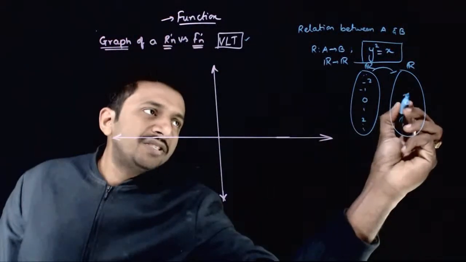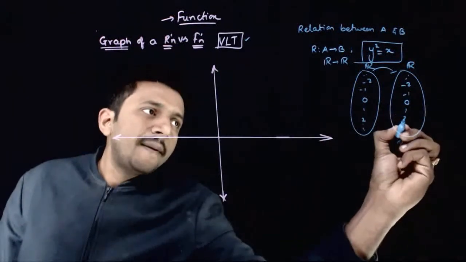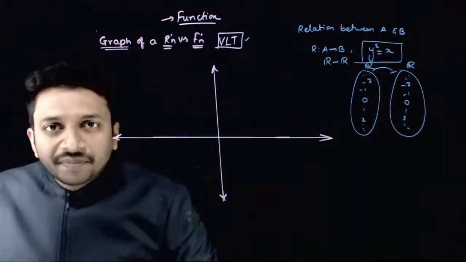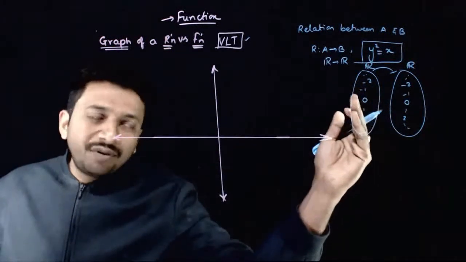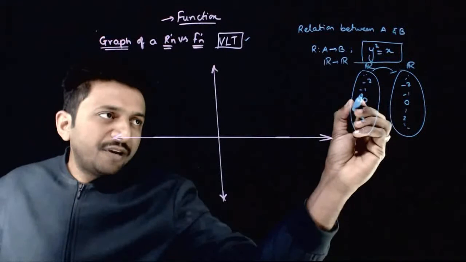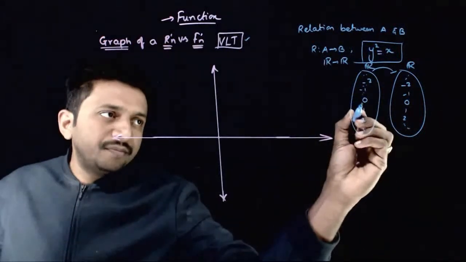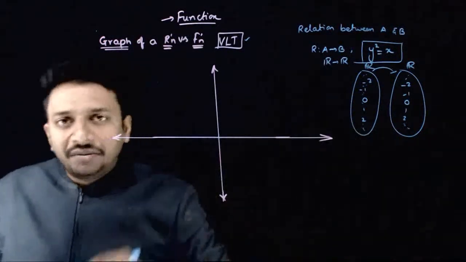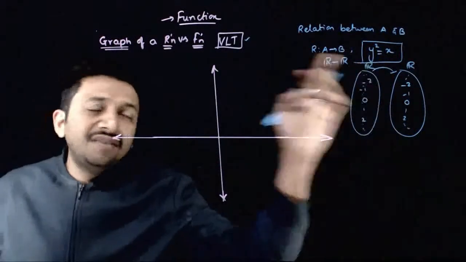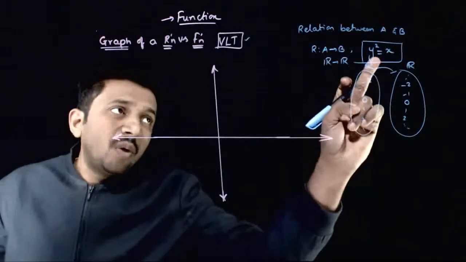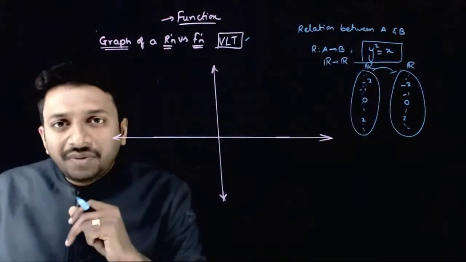So for example, let us try to do it, right? So this is a set of real numbers to real numbers. You have a lot of numbers between 0 and 1 also, which I'm not writing. So now what is the definition of this relation? Y square has to be equal to x.